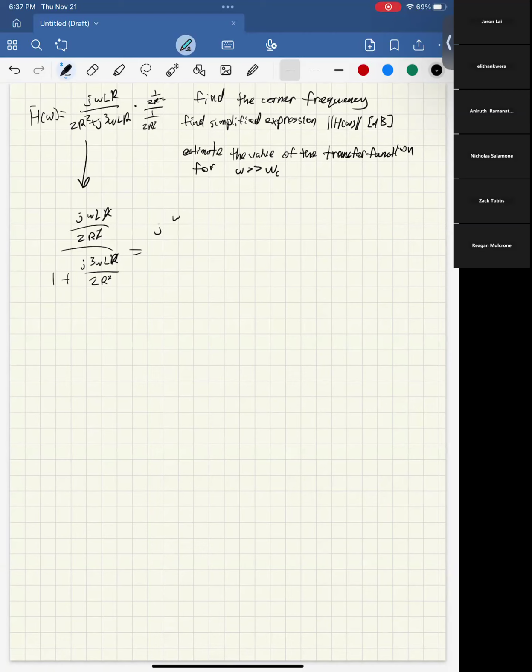And then that would become j times omega L over 2r over 1 plus j times omega 3L over 2R, which you could rewrite as j omega over 2R over L, over 1 plus j omega over 2R over 3L, right?